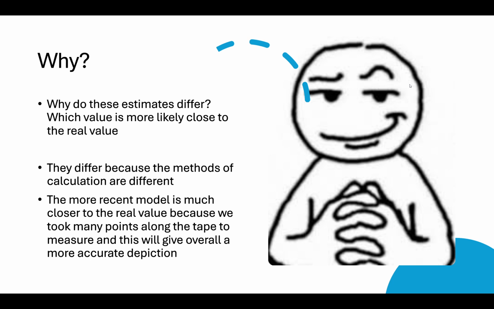And then why do the estimates differ? Which value is more likely to be close to the real value? They differ because the methods of calculation are completely different. In the calculation that we did before, we did one equation. With this one, we do that same equation, but with the small pieces, and add them all up. And so the recent model is going to be much closer to the real value because it's a lot more accurate way of finding said value.